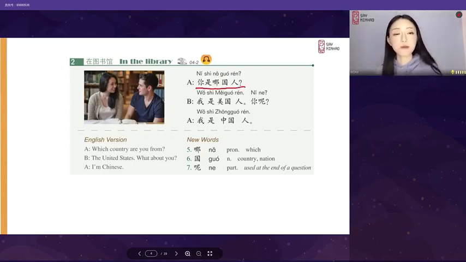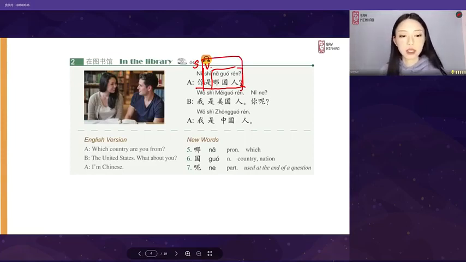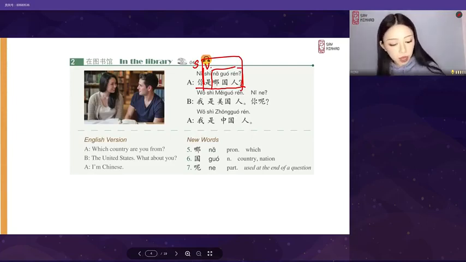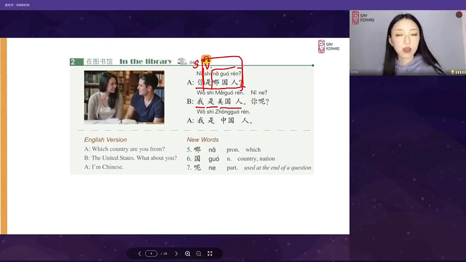First sentence. 你是哪国人? We just learned it means where are you from. 你 is the subject of this whole sentence and 是 is the verb and 哪国人 is the object for the verb, and this part is the predicate of this whole sentence. 你是哪国人? Which country are you from? And B answered, 我是美国人. 我, me. 是, to be, I am. 美国人, American. I am American.